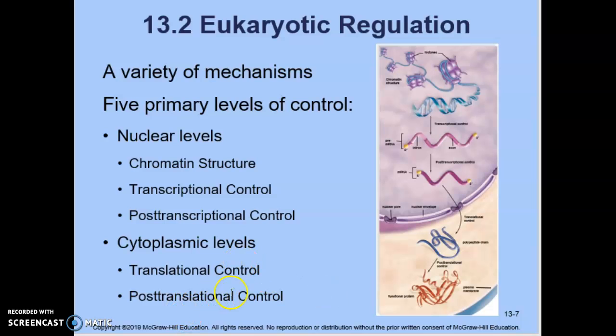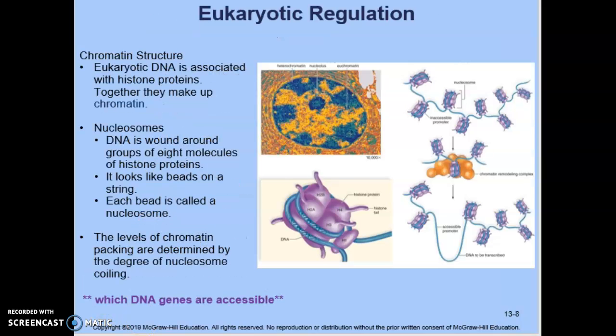Why is it important to be able to stop the process at each one of these levels? Because we need to sometimes be able to hit a kill switch to stop it, because we don't need it anymore. We want it to stop immediately and quit wasting our resources. So there are processes where you can stop the translation or the transcription of certain genes at each one of these levels. I'm going to look at some of them in more detail.